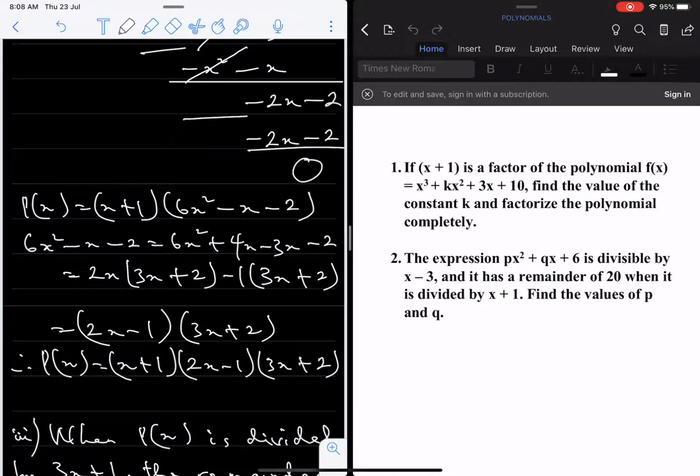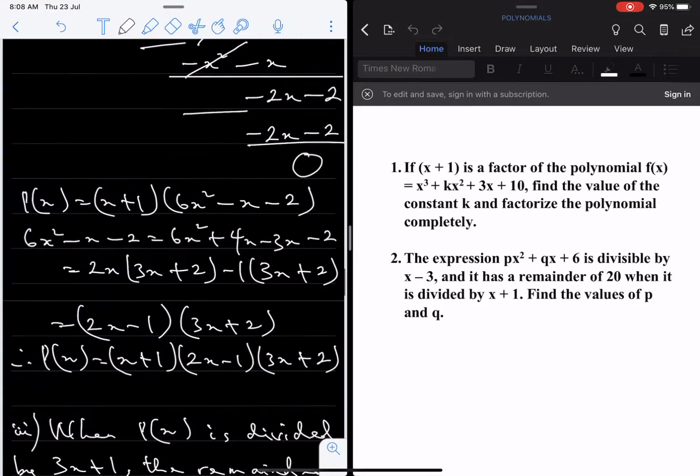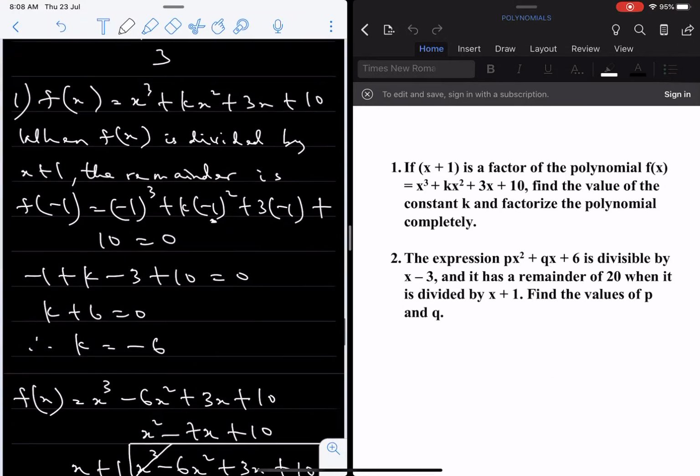Number one says, if x plus 1 is a factor of the polynomial f of x equals x cubed plus kx squared plus 3x plus 10, find the value of the constant k and factorize the polynomial completely. All right, let's go to that.